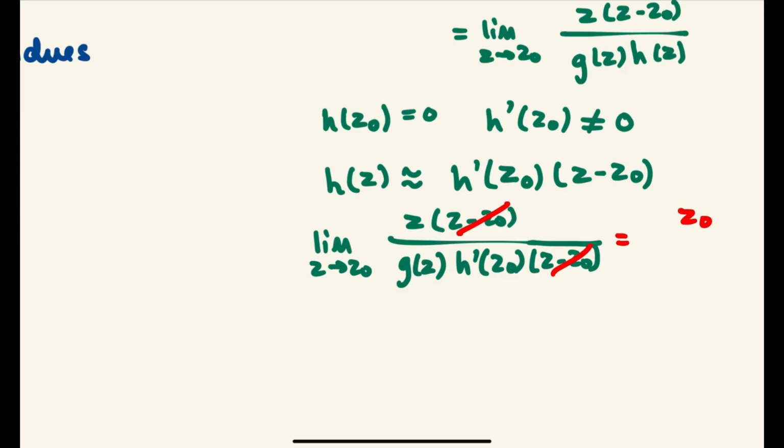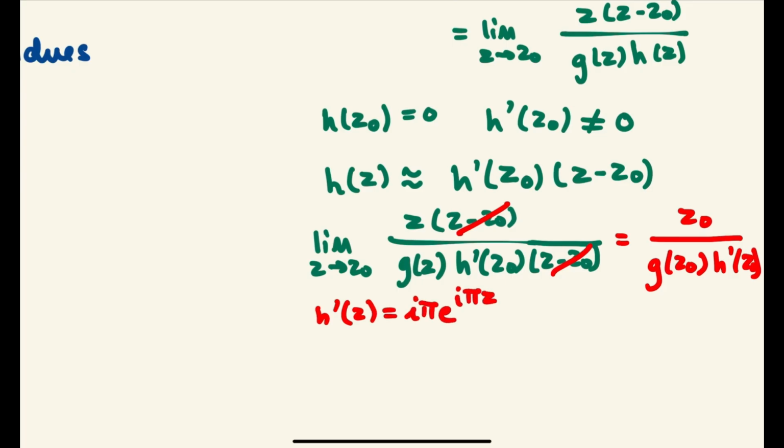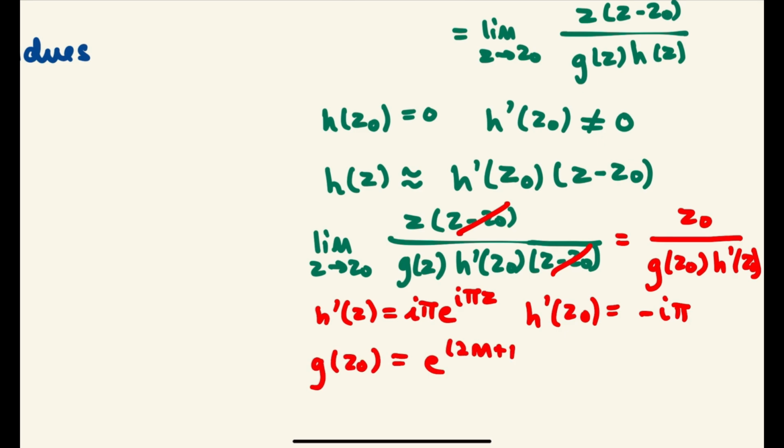So this is equal to z0 on the top, g of z0 on the bottom, and h dash of z0 on the bottom. I know that h dash of z is i pi times e to the i pi z. So that means h dash of z0 is simply minus i pi. And g of z0 is just e to the (2m plus 1) times pi, plus 1.